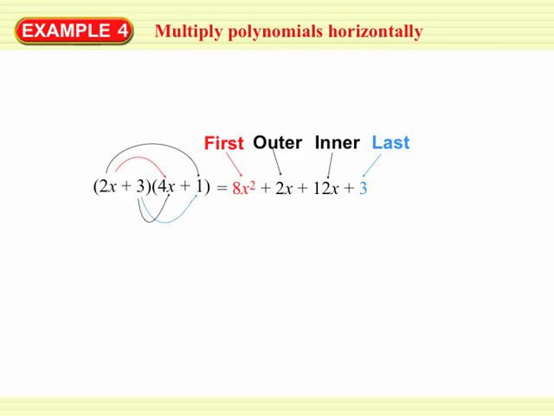If you look at this sequence, first, outer, inner, last, it spells out the word FOIL, F-O-I-L. We're going to be doing this kind of multiplication a lot, and FOIL is kind of a nice shortcut to help us. It only works when we're multiplying together 2 binomials, that is, 2 things that each have 2 terms.